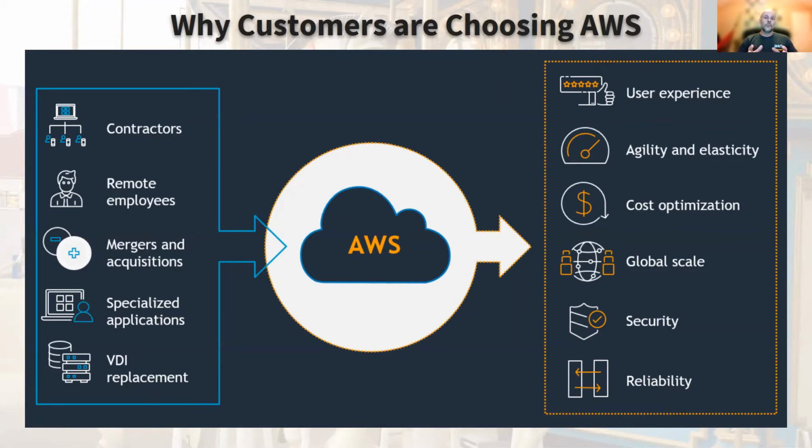And also customers are finding that they've tried to implement a VDI or virtual desktop interface environment on premises, but it's very expensive and difficult to maintain. Not only that, but you're generally provisioning for your peak capacity, which means you've overbought and you're underutilizing those resources a lot of the time. With AWS, we provide a great user experience, the agility and elasticity to be able to provision as many desktop environments as you need and provision whatever size you need.